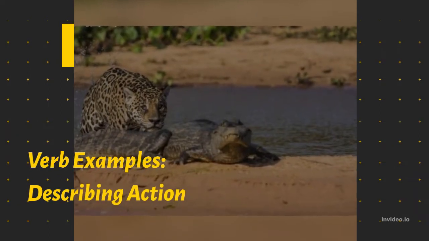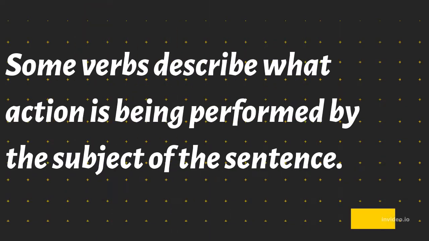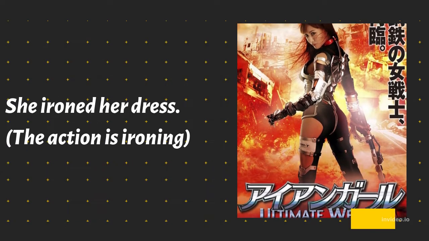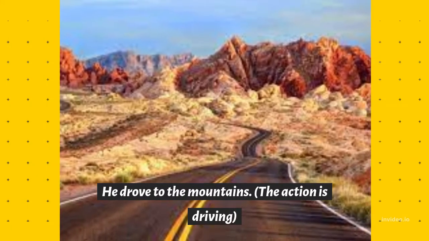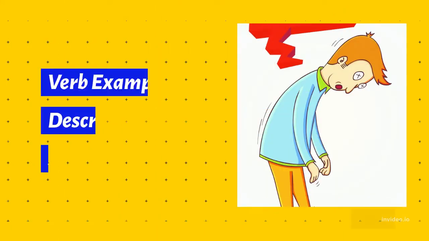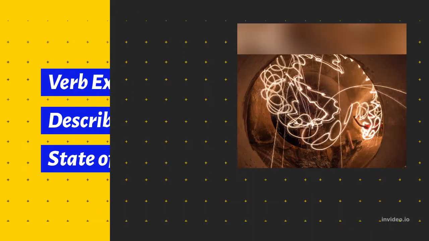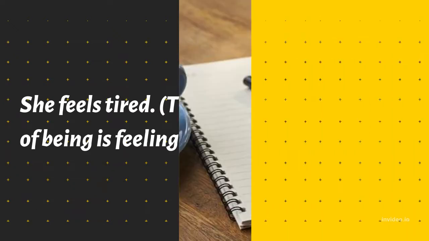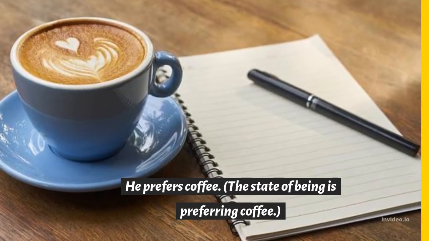Verb examples, describing action. Some verbs describe what action is being performed by the subject of the sentence. She ironed her dress. The action is ironing. He drove to the mountains. The action is driving. Verb examples, describing state of being. She feels tired. The state of being is feeling tired. He prefers coffee. The state of being is preferring coffee.